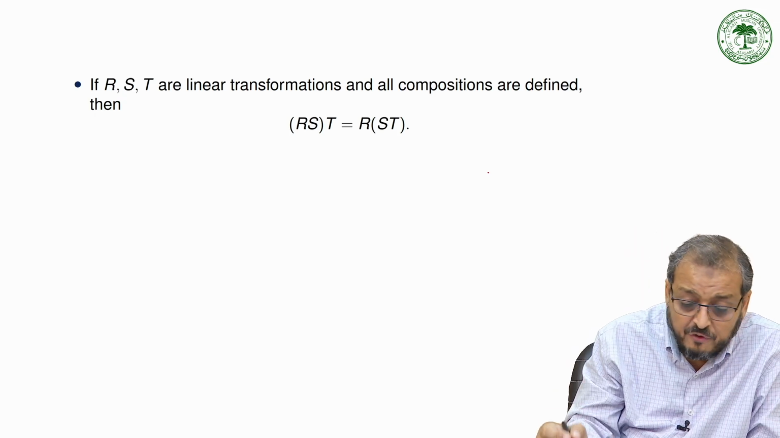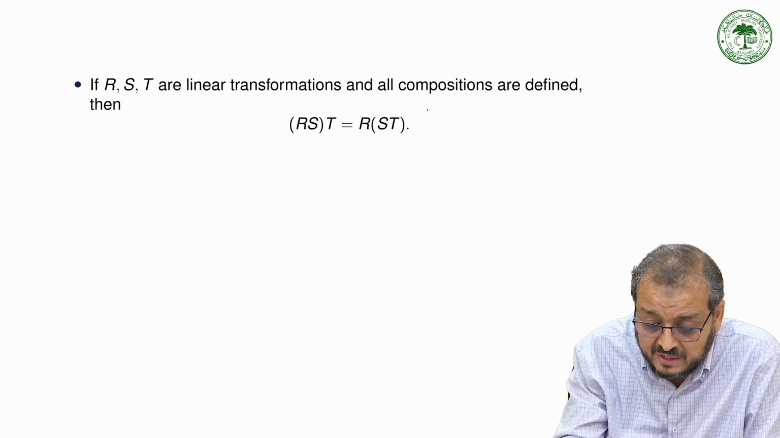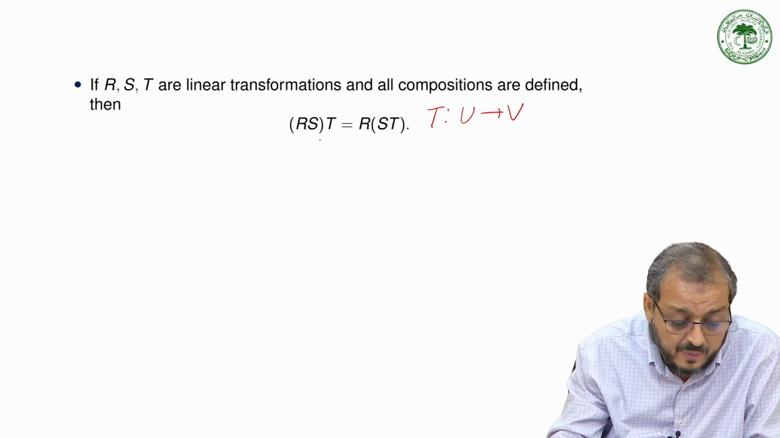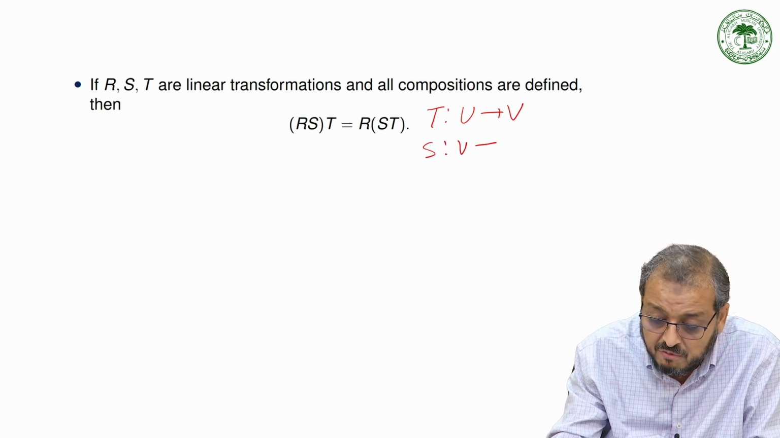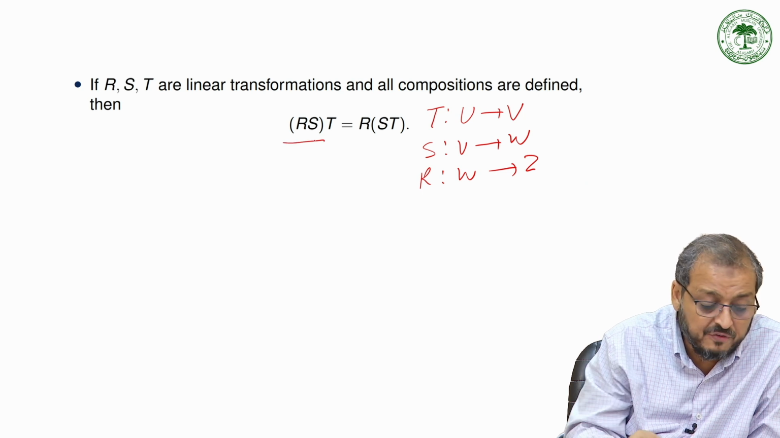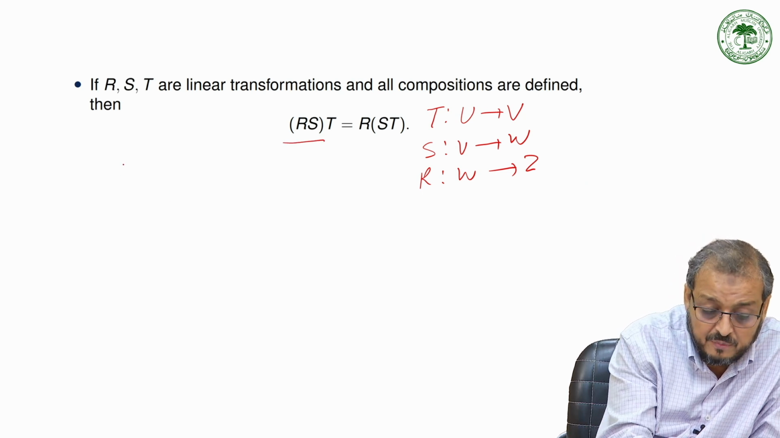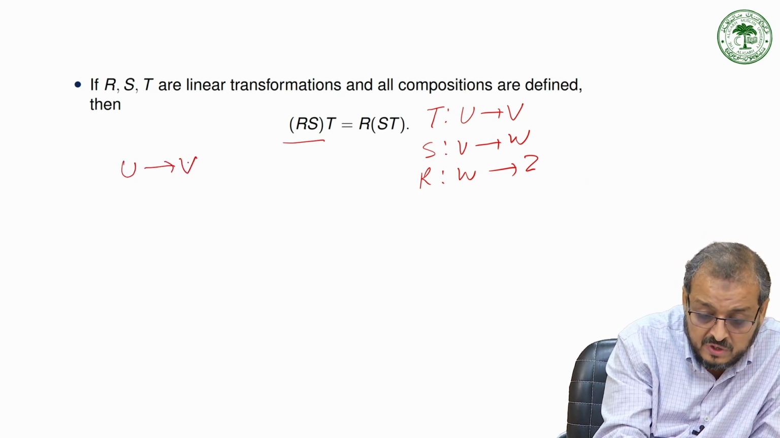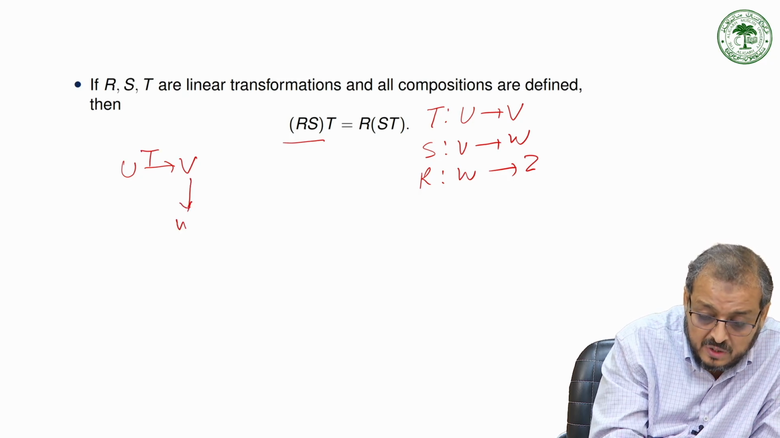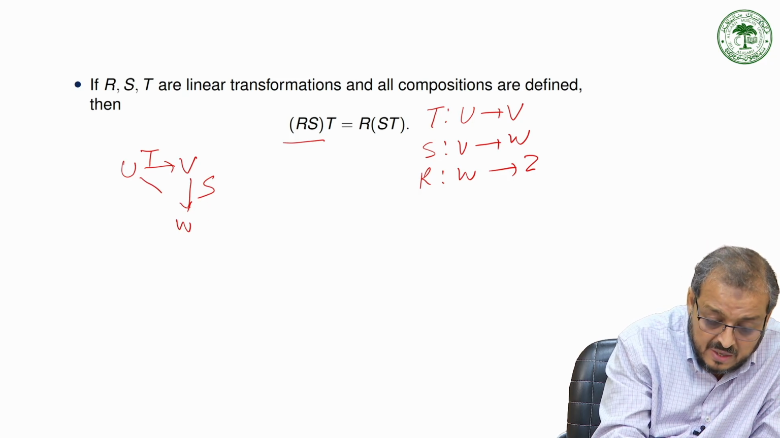For example, we take maps defined as T from U to V, then S from V to W, and R from W to Z. So we first define it in this form. We have a map from U to V defined as T, and then V to W defined as S. Then this map is equal to ST.